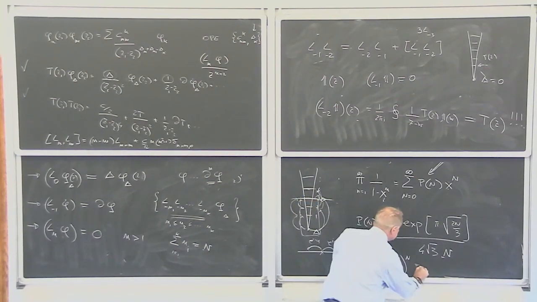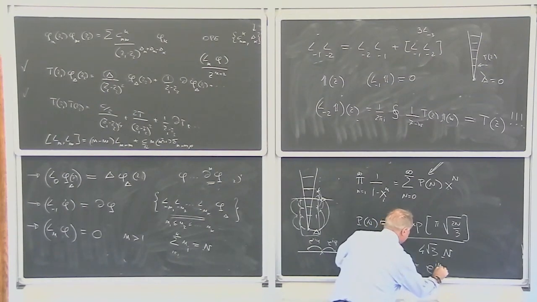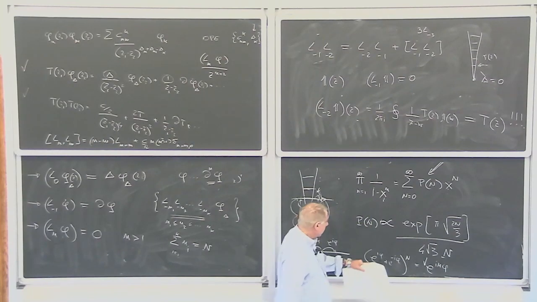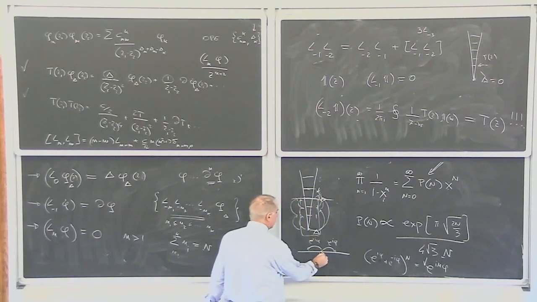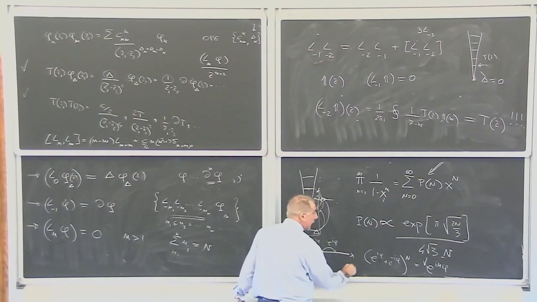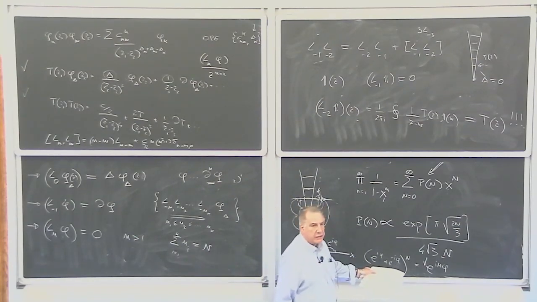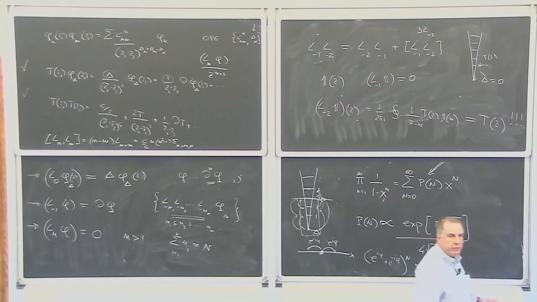But if I filter the coefficient of e to the i n phi, it counts how many times I've gone from the origin to the site n. So this is, for instance, a generating function for the Brownian motion. Phi is whatever. I don't care, because I just use it to count. But the meaning is irrelevant.